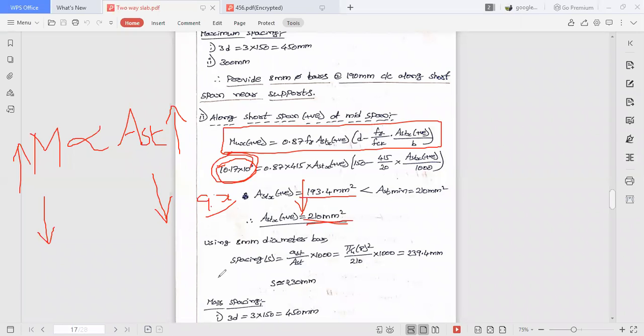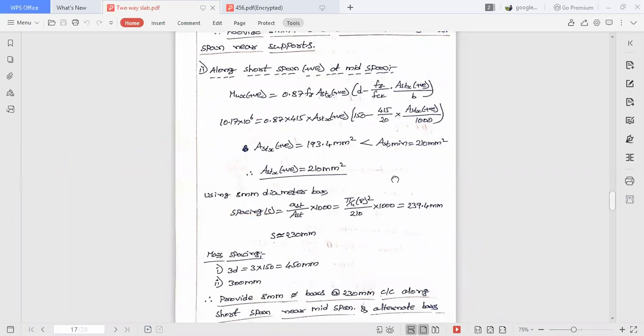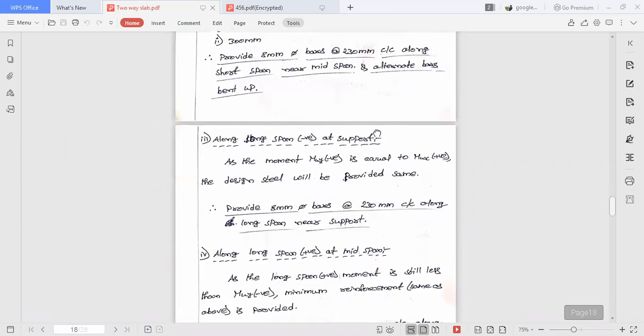Hence the same reinforcement that we have designed in this case will be provided for that one also. If it is more than this, you cannot do that. If it is more than 10.17, you cannot do it. But if it is less than this, then even providing the same is safe. Hence we are using this logic to reduce the procedure. Okay, see the next step.